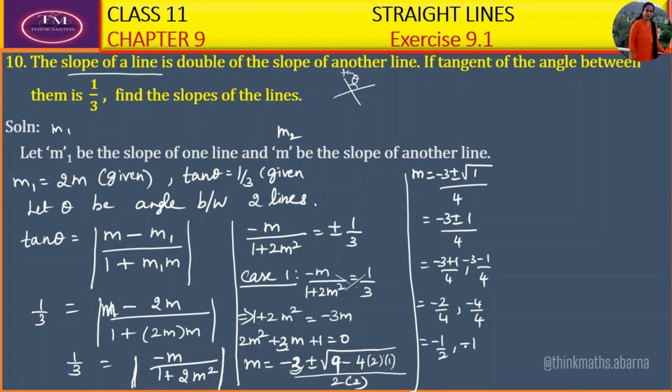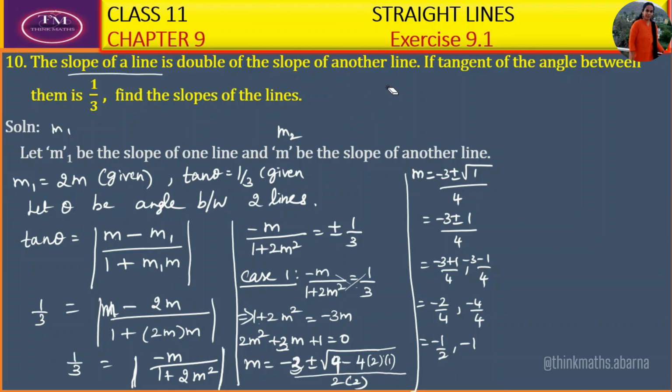So this is the slope. Now this is the slope, this is the value of m. M is equal to minus 1 by 2 comma minus 1. So if the m is minus 1 by 2, what about m1?